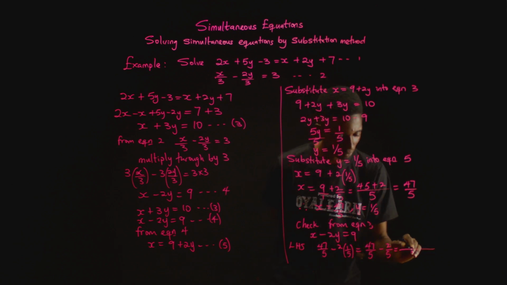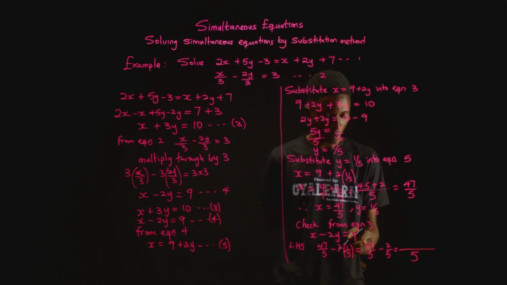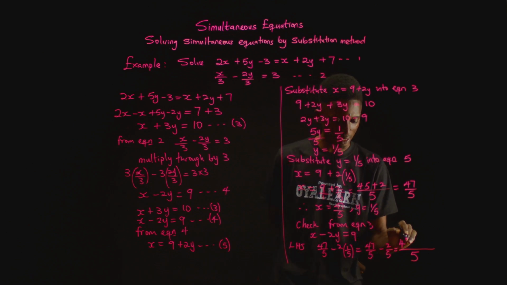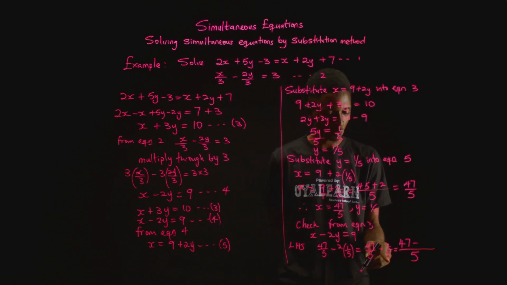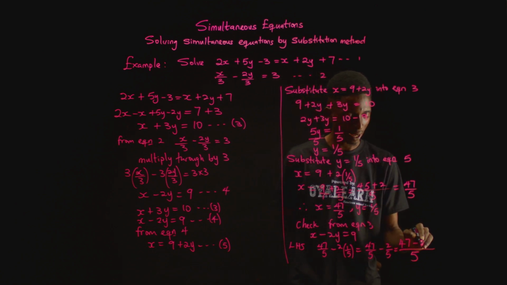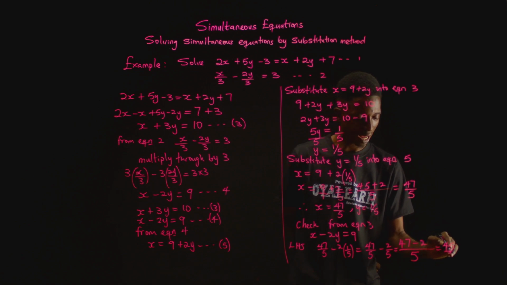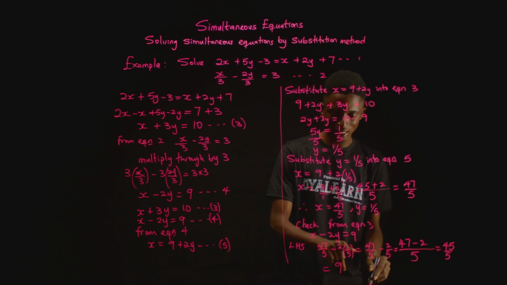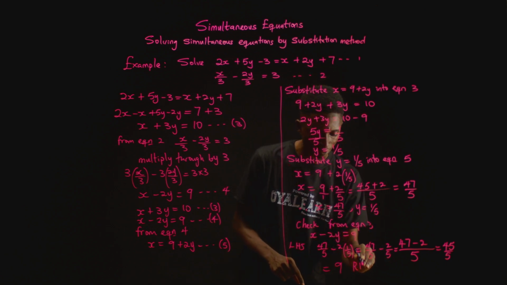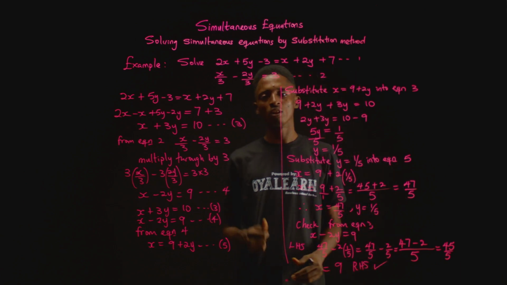Now let's take LCM. LCM is 5. So 5 divided by 5 is 1. Multiplied by 47, and we have 47 minus 5 divided by 5 is 1. Multiplied by 2, and we have 2. This will give us 45 over 5. And 45 divided by 5 will give us 9, which is consistent with the right hand side. Hence, it is correct. And that is the solution to this problem.